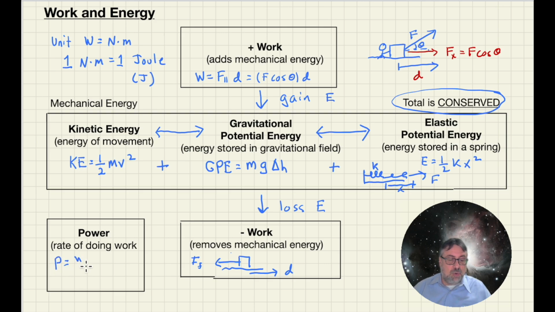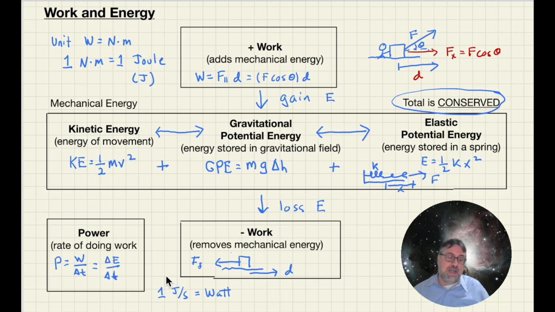Now, the rate at which a force does work is called power. Power is equal to the work done on an object divided by a change in time, or often we'll say that this is a change in energy over a change in time. For power, that unit would be a joule per second, and 1 joule per second is known as a watt. A watt is a unit of power.